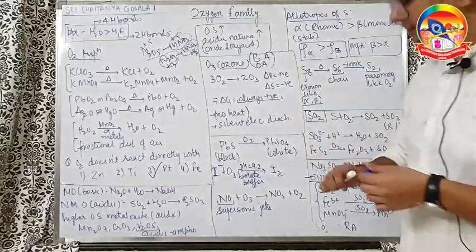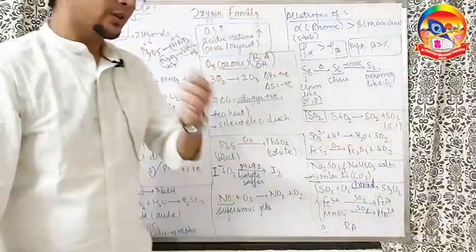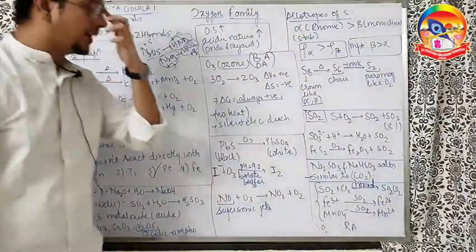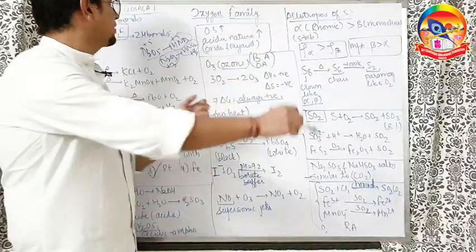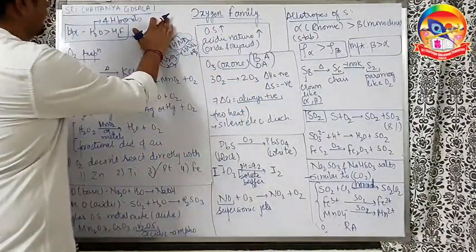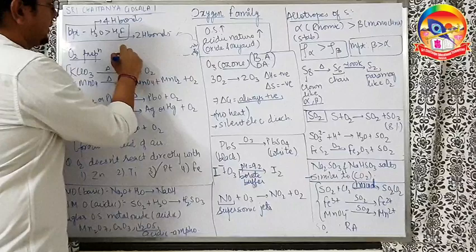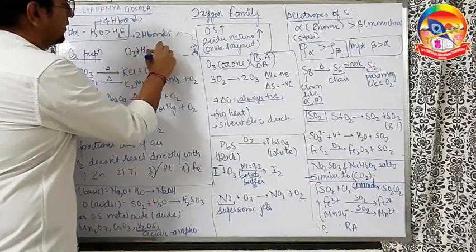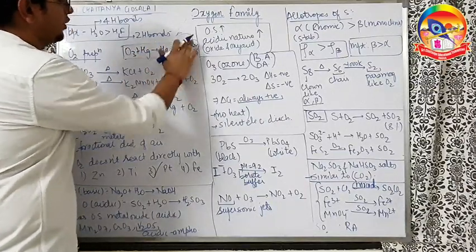Going ahead, ozone. One reaction is there. Ozone reacts with mercury and it causes tailing of mercury, and one compound is formed. I can write here that ozone with mercury forms Hg2O, and this causes tailing of mercury.